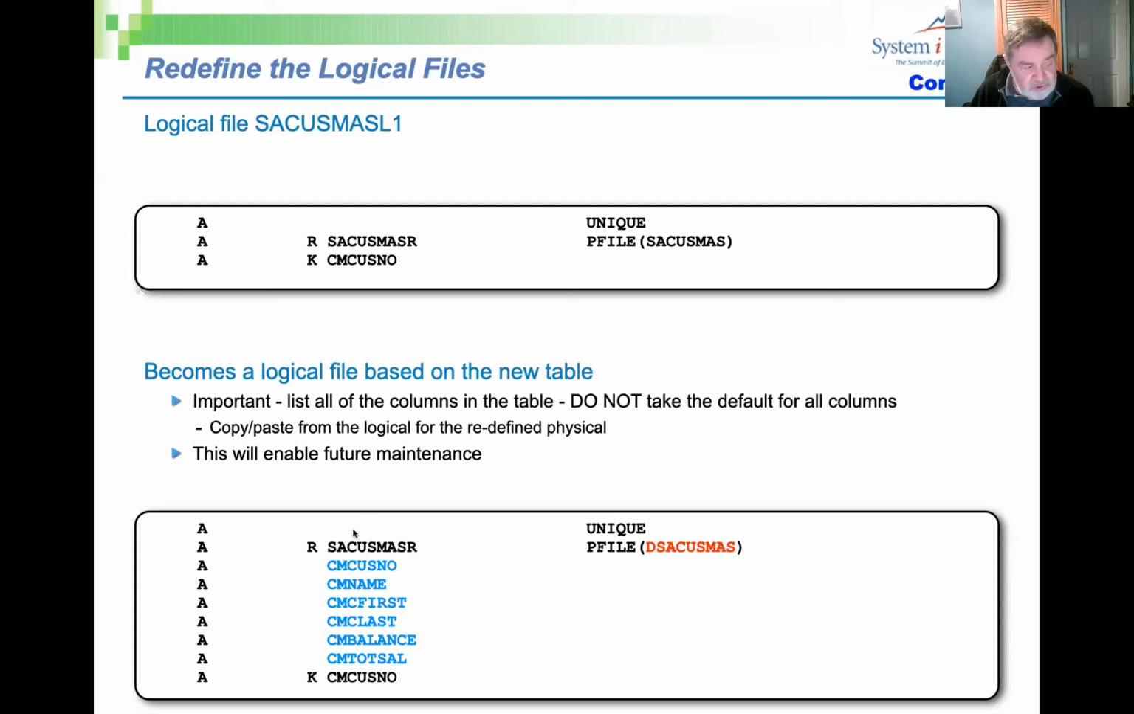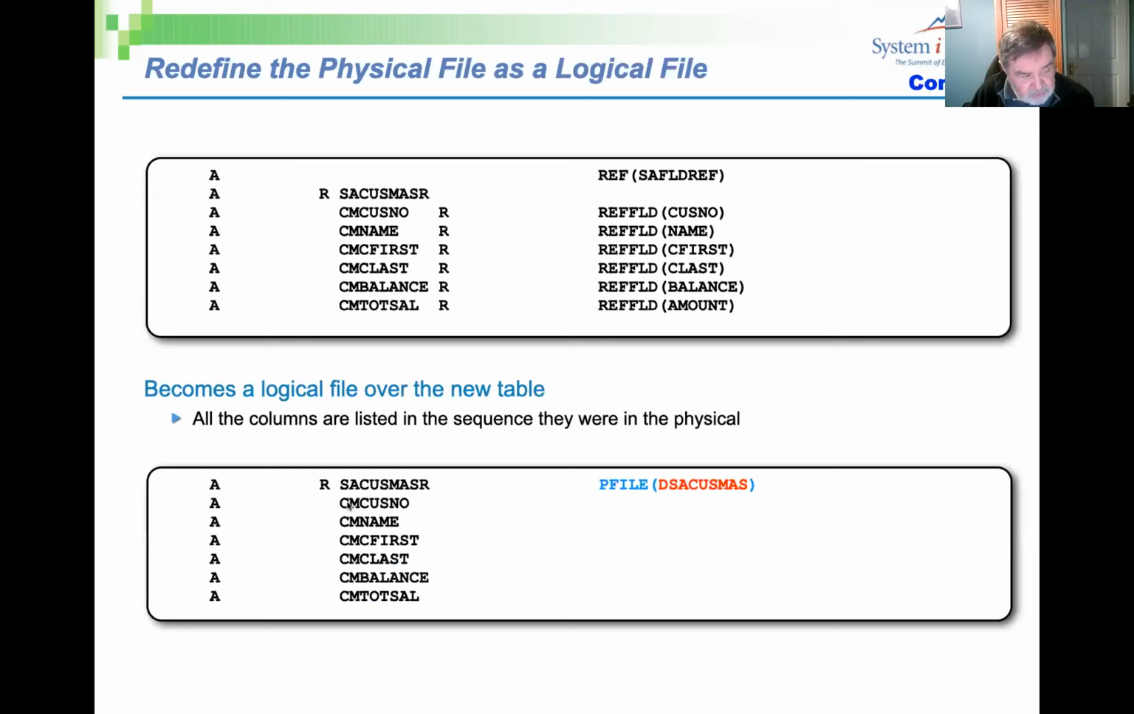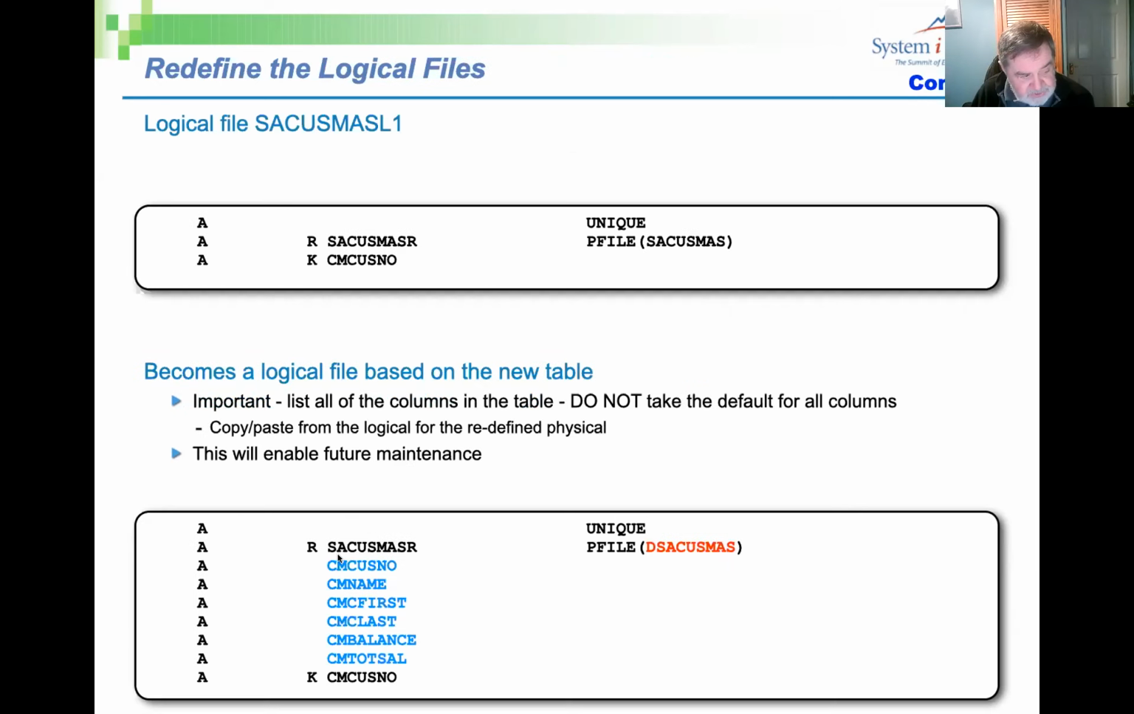So what you need to do is define this and copy and paste all of the column names in. So I'm just going to jump back here, grab these and copy and paste them into the logical. Now this is very, very important in terms of being able to maintain the table later. By doing this, you will be able to add columns onto the physical file, or onto the table, excuse me. You'll be able to use an alter table to do that without having to go in and change any of the logical files. It won't affect them.